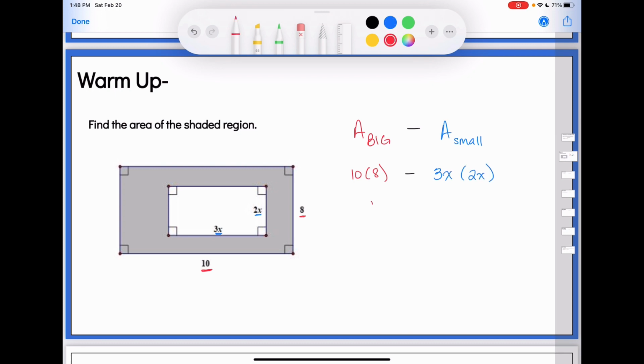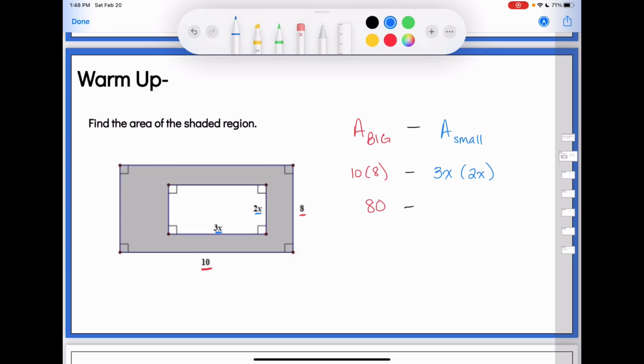So the area of that one would be 3x times 2x. Well, let's see, 10 times 8 is 80 for the area of the big one, minus the area of the small one, which is 3x times 2x, which would give me 6x squared. So I could just say that's my answer, 80 minus 6x squared. Or if we technically want to write it in standard form, we would do negative 6x squared, because the negative goes with that term, right, plus 80. So in standard form, that would be the answer, but you could probably leave it as 80 minus 6x squared as well. Either one would be correct. All right, so hopefully you're starting to get really confident in those shaded area problems. Area of the big one minus the area of the small one.